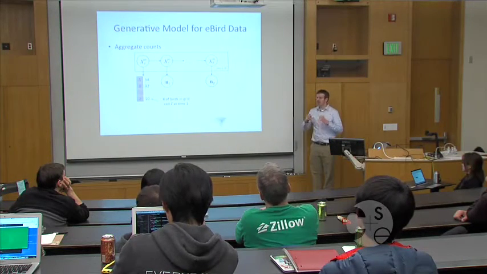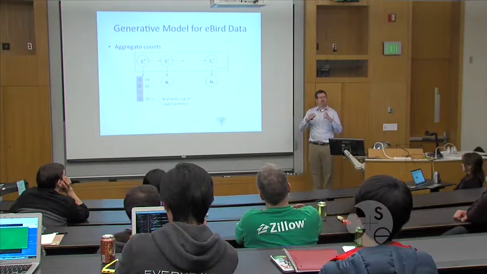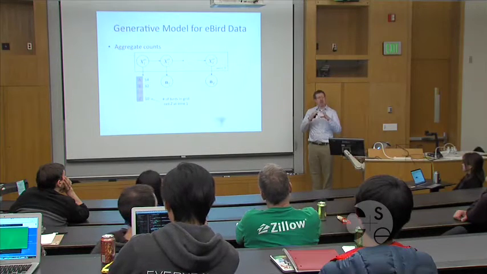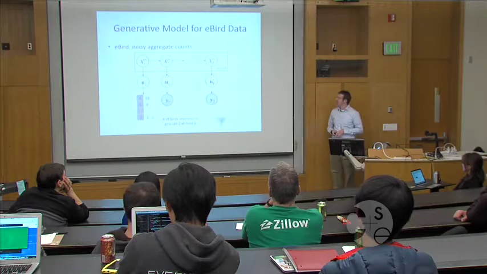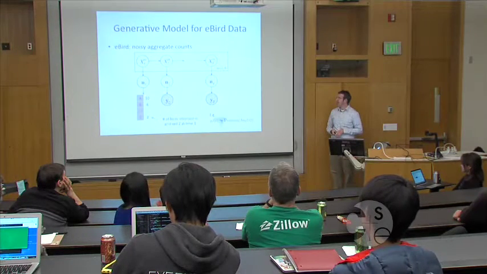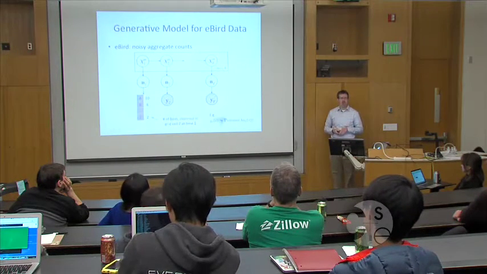I usually think of a plate as being independent replication. These are not independent, so it'd be some sort of relational type. Okay, and Y is a vector of counts again for all grid cells, but they're noisy counts.